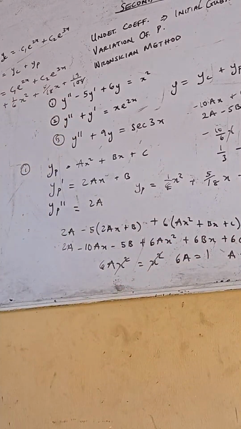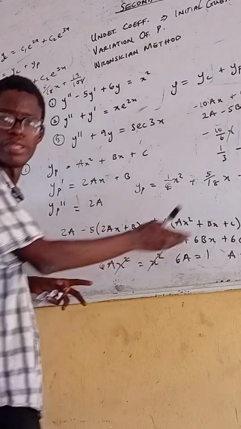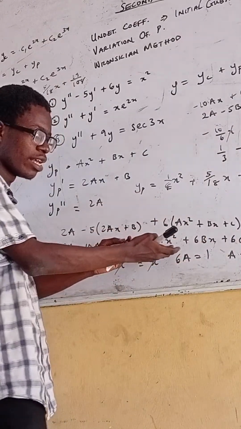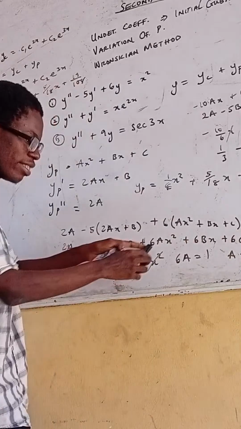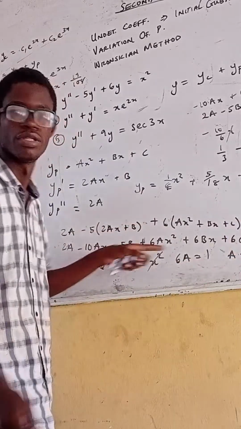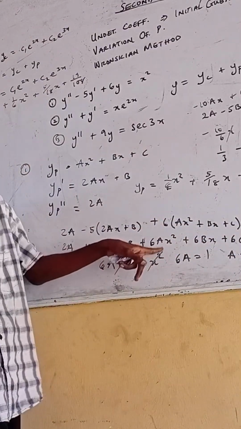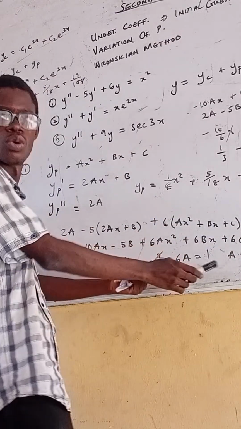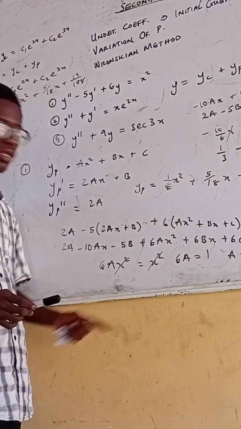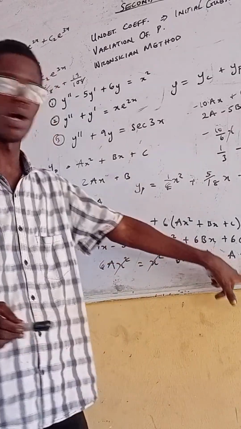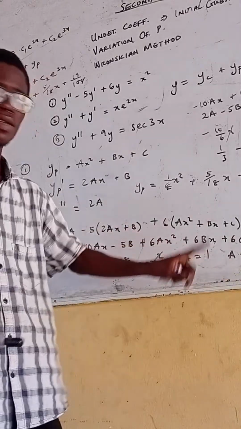So everything you are left to do now is compare. Which ones have x squared? Which ones don't have? This is 6A x squared. This is x squared. So it means 6A equals 1. The coefficient of this x squared is 1. The coefficient of x squared here is 6A. So it means 6A equals 1. Do you get it? So here it means A equals 1 over 6. I've got A.